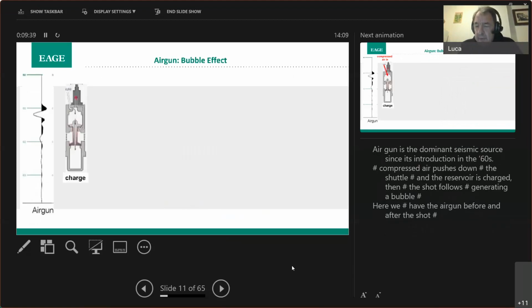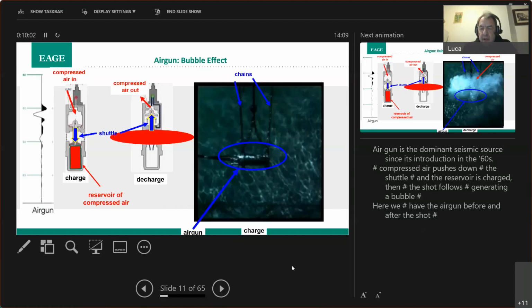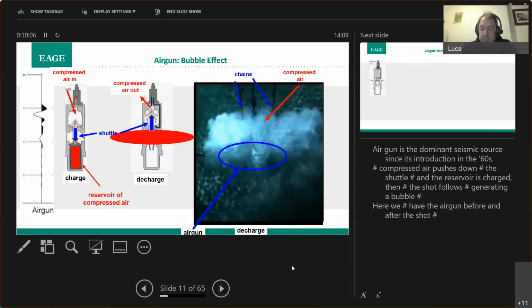Airgun has been the dominant seismic source since its introduction in the 60s. Compressed air pushes down the shuttle and the reservoir is charged. Then the shot follows, generating a bubble. Here we have the airgun before and after the shot.